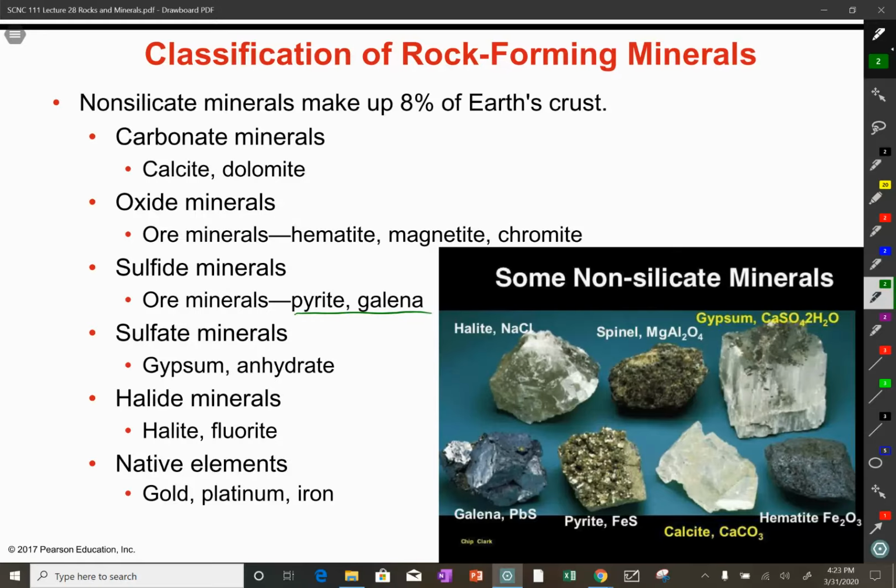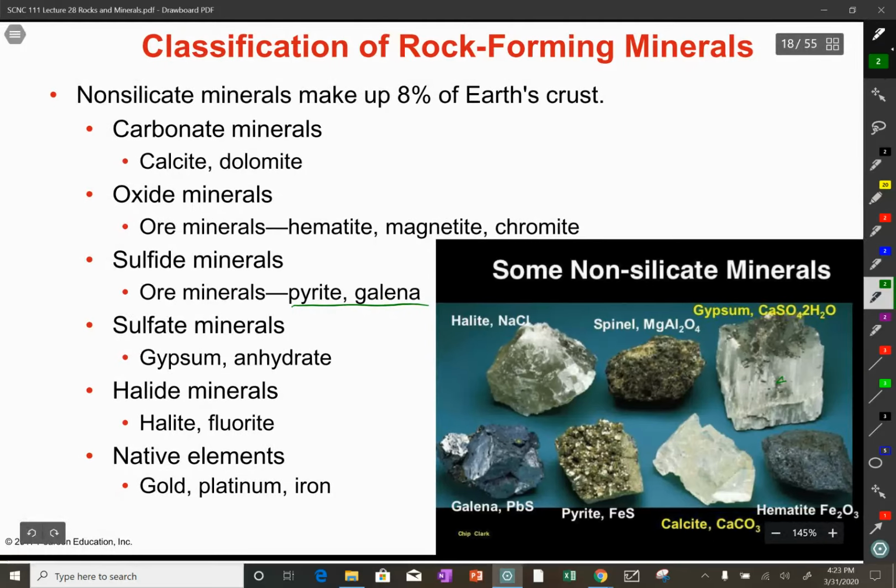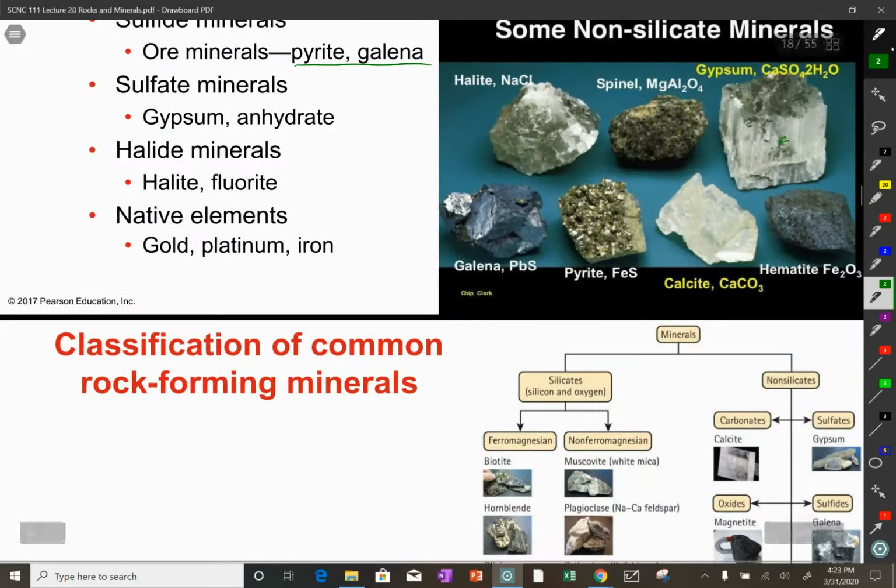Then you have sulfates, gypsum and anhydrite. So here's an example of gypsum. It looks a lot like calcite or like quartz. Halide minerals, fluorite being an example, and then native elements like gold, iron. So that's the small 8% remaining.